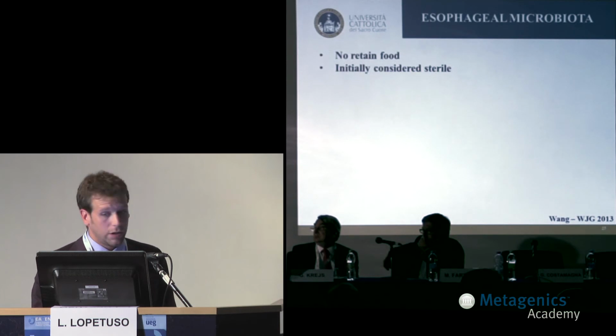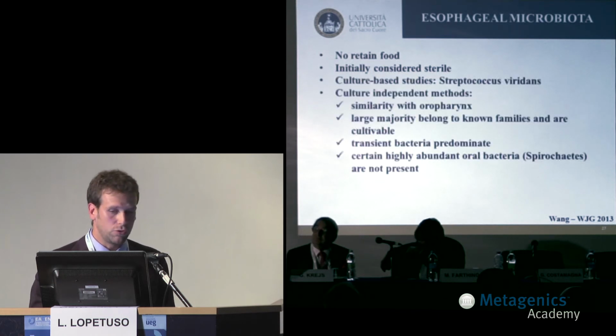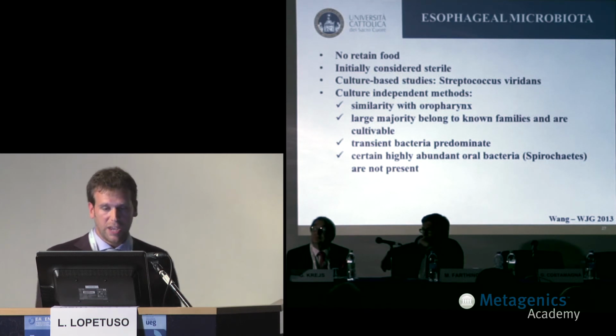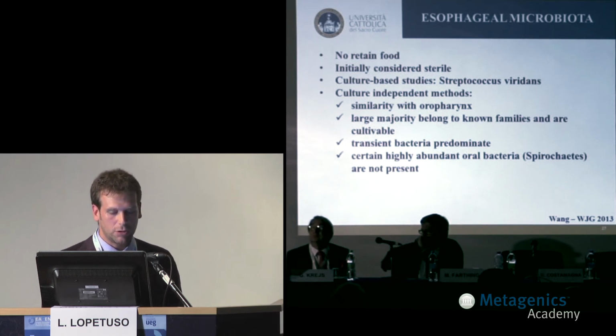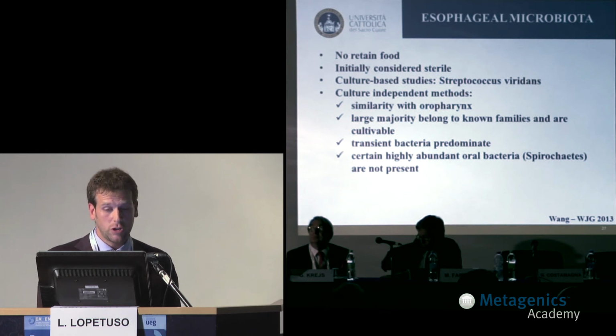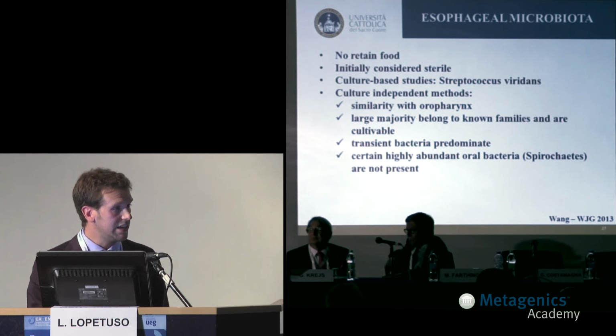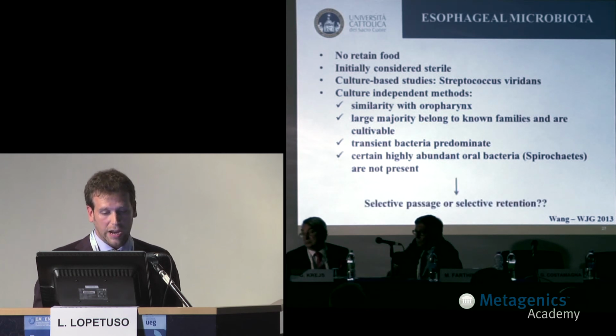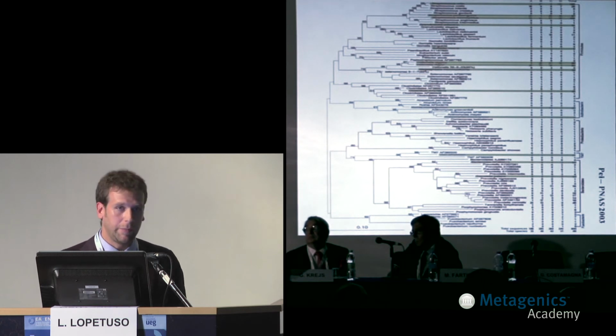But the microbiota. For several years the esophagus was considered sterile, since the esophagus is not meant to retain food. Culture-based studies showed that the main actor in the esophageal microbiota is Streptococcus viridans. Then, with culture-independent methods, we saw that there is a big similarity with the oropharynx microbiota, that the large majority belong to known families and are cultivable, and that there is a predominance of transient bacteria. A very interesting finding is that certain highly abundant oral bacteria, such as the spirochetes, are not present. We don't know why, maybe because there is a selective passage, or maybe because there is a selective retention.